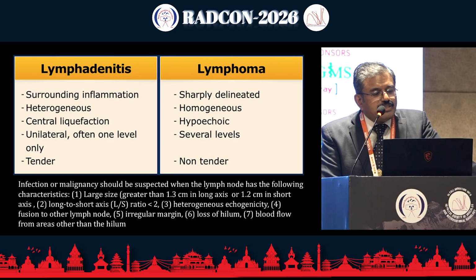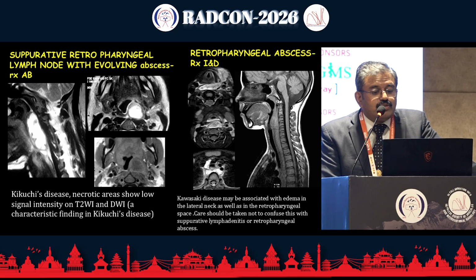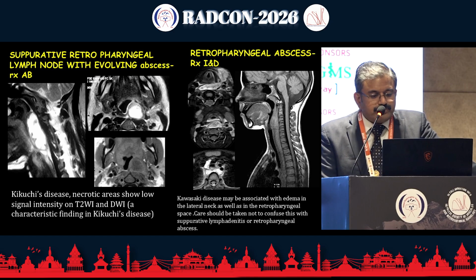These are all examples: suppurative lymphadenitis you can see here, the necrotic areas here, and you see the flow also on the periphery of the lesions. Multiple conglomerate lymph nodes with calcification, then you have to consider tuberculosis. If there is no calcification, then you have to consider Kawasaki disease. These are all lymph node abscesses.